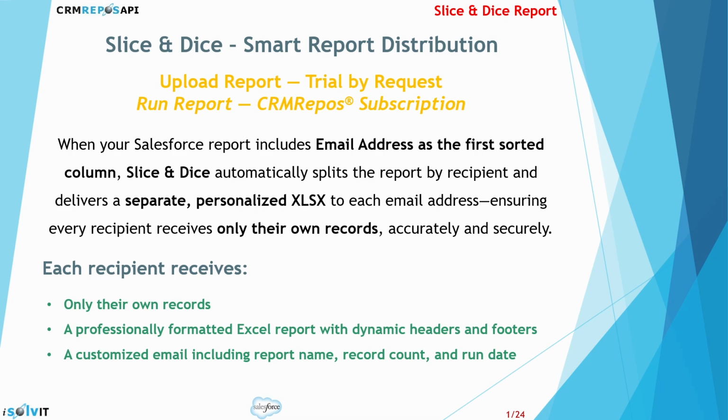Slice and Dice automates smart report distribution by eliminating the need for manual exporting, filtering, and resending of the same Salesforce report to multiple users. Instead of repeating these steps for each recipient, you run or upload the report once, and the system handles the rest. Slice and Dice evaluates the email address column and automatically splits the report into personalized datasets.